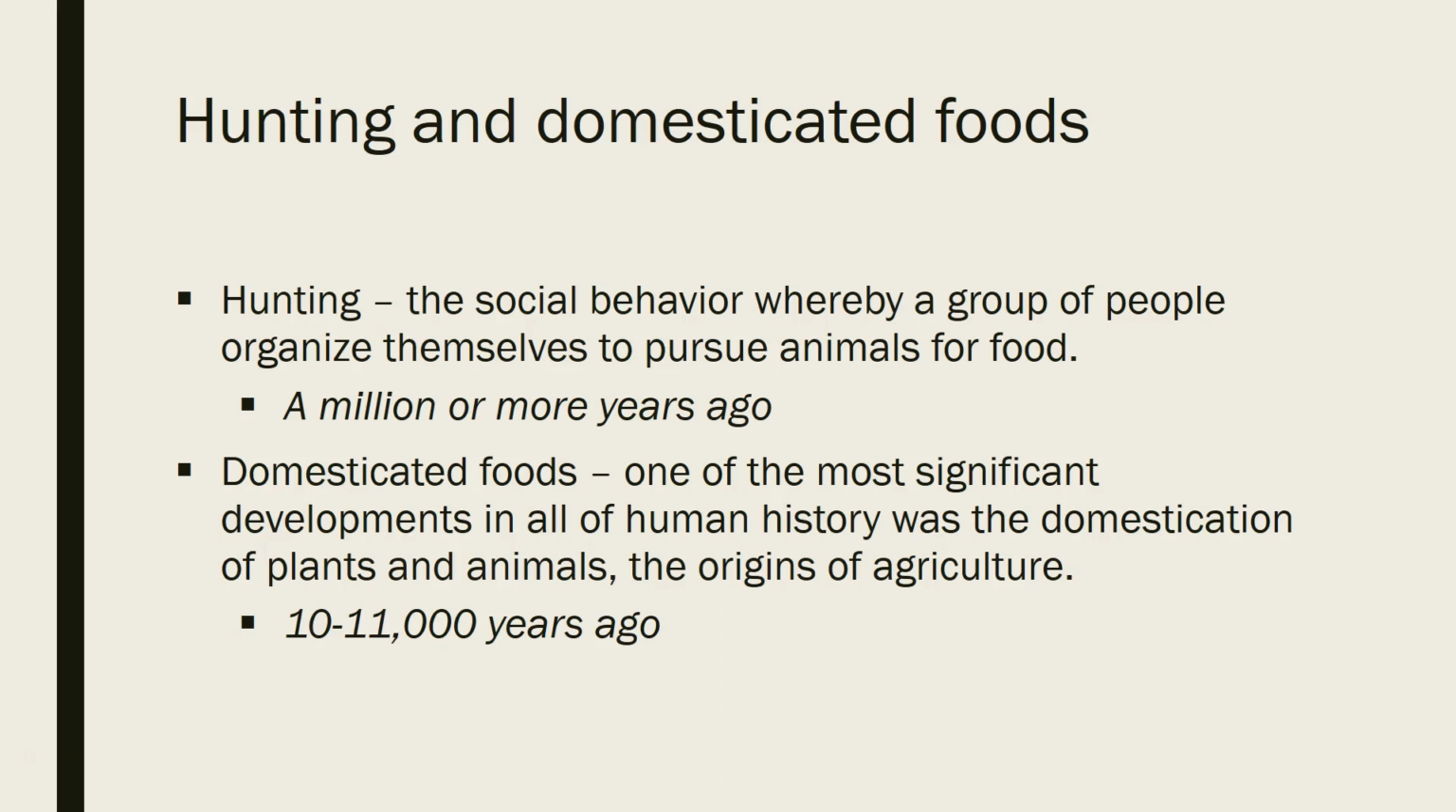One of the most significant developments in all of human history was the domestication of plants and animals, the origins of agriculture. The historian Yuval Noah Harari, in his book Sapiens, A Brief History of Humankind, argues that it is agriculture that transformed humans from an ordinary, low-impact species to the creatures of immense significance that we are today. We will evaluate this argument and the impact of the adoption of agriculture on human evolution towards the end of the semester. Archaeological evidence indicates that the domestication of plants and animals began around 10,000 to 11,000 years ago.